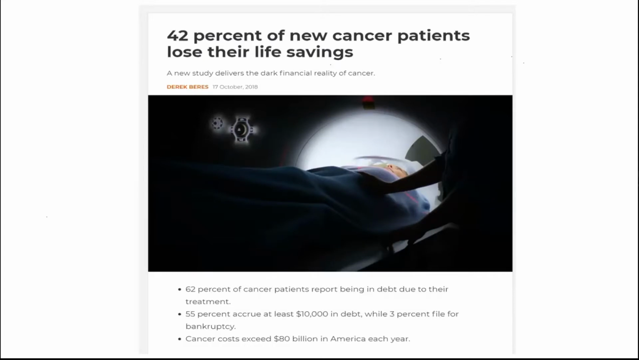These are some staggering statistics that came out a couple of years ago, showing that about 42% of new cancer patients will lose their life savings. About 62% of cancer patients report being in debt due to their treatment, many of them within 1 year of that initial diagnosis. So we have to acknowledge that overtreatment and overdiagnosis of a number of these cancers not only has direct deleterious effects to the patient, but also the unfortunate consequence of financial and economic implications to the patients and, of course, to the larger healthcare system.